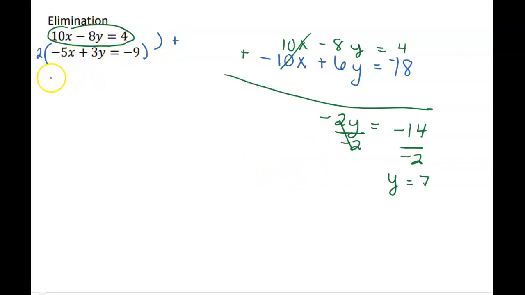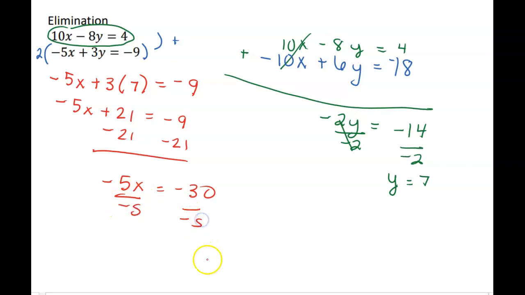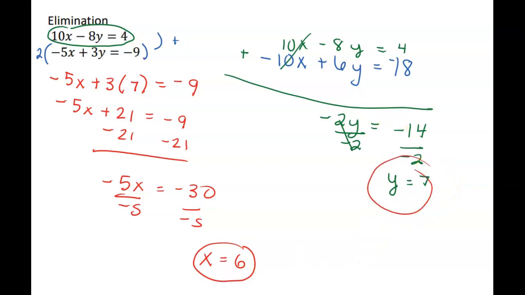I'm just going to use this bottom one. So negative 5x plus 3, I know my y is 7, so I can substitute 7 in for y, equals negative 9. So negative 5x plus 21 equals negative 9, so minus 21. Negative 5x equals negative 30, so if I divide by negative 5, I get x equals 6. Once again, x is 6 and y is 7, so to write it correctly, I would write it as an ordered pair, so (6, 7) would be my solution.